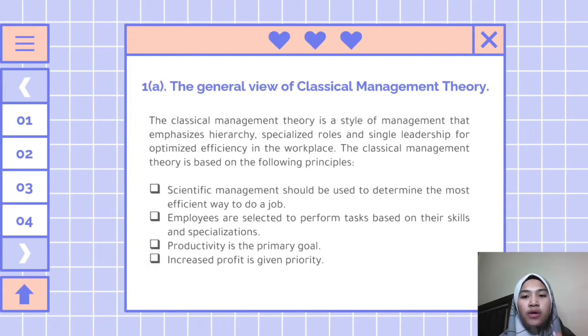The general view of classical management theory. The classical management theory is a style of management that emphasizes hierarchy, specialized role, and single leadership for optimized efficiency in the workplace. The classical management theory is based on the following principles. Scientific management should be used to determine the most efficient way to do a job. Employees are selected to perform tasks based on their skill and specializations. Productivity is a primary goal, and increased profit is a given priority.